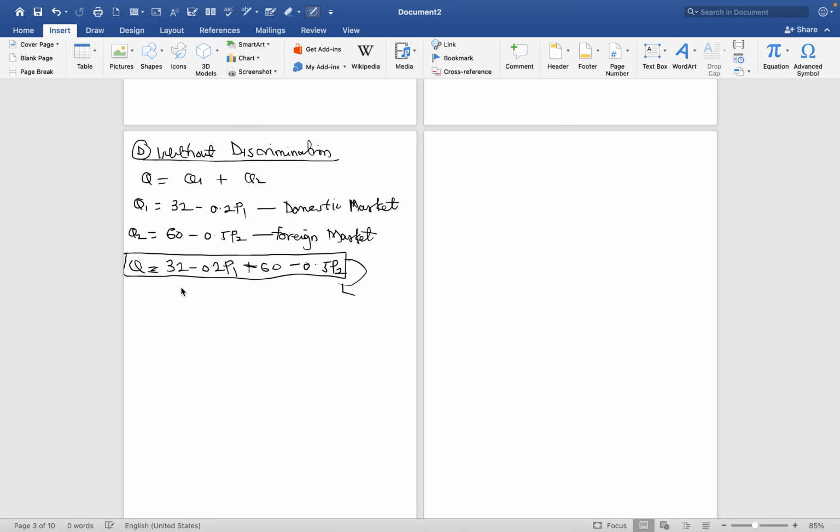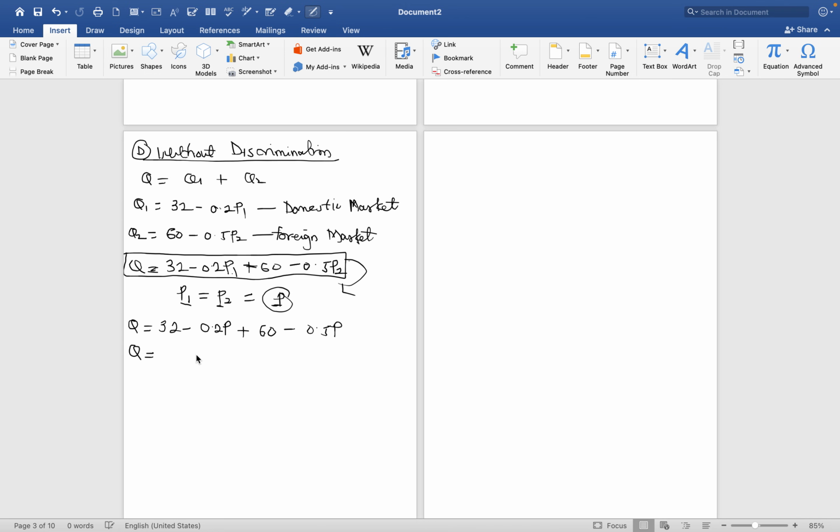So there is a condition we have to adopt: P1 should be equal to P2, which should give us P. It means that wherever we see P1 or P2, it should be replaced by P. So I have Q is equal to 32 minus 0.2 P, replacing P1 with P, plus 60 minus 0.5 P. Everywhere I see anything apart from P, I should replace it with P. So we now simplify that.